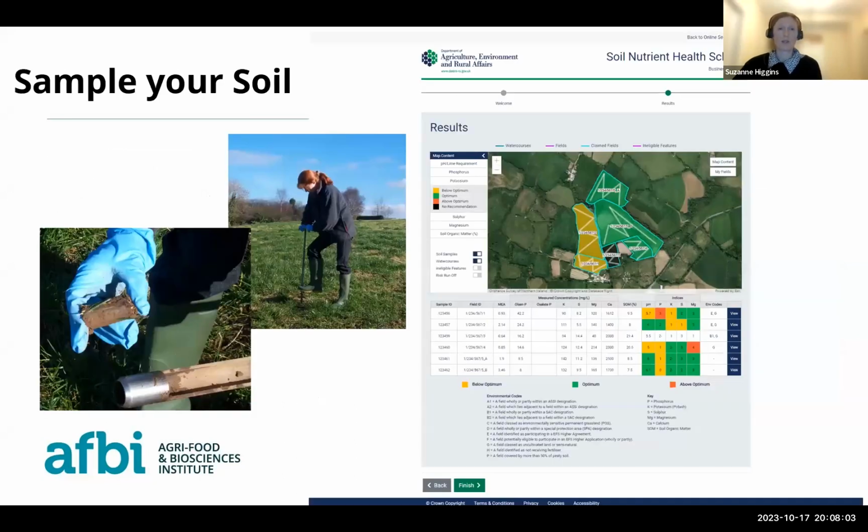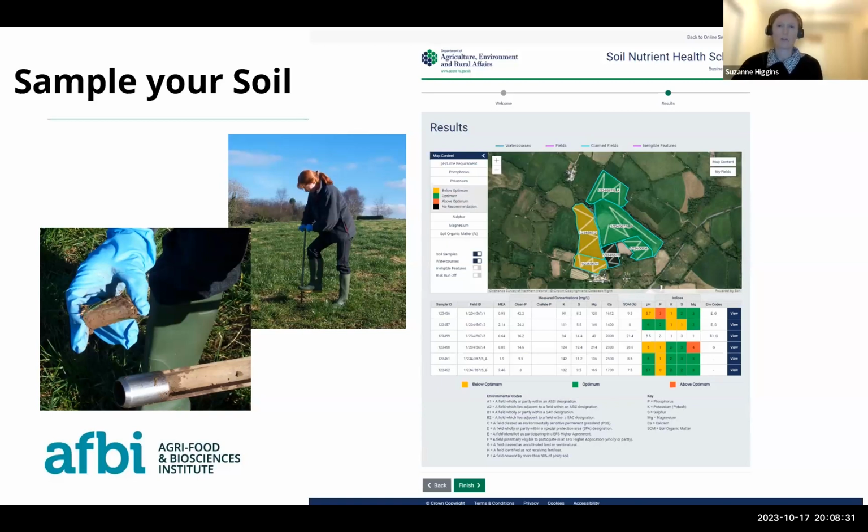Okay, so the first thing is to sample your soil. Say if we don't sample our soil and we don't know the nutrients, then it's very hard to manage the nutrients in our soil. Okay, so I'm hoping that a lot of you here will benefit from the Soil Nutrient Health Scheme. You may be in Zone 1 and have already had your soils tested, or you may be in Zone 2, 3, and 4 and be getting your soils tested over the next 3 years.